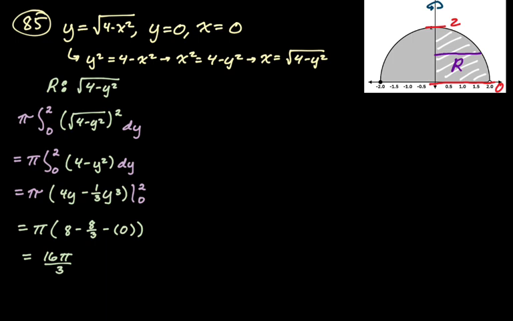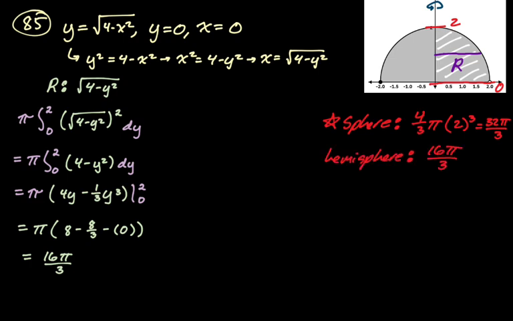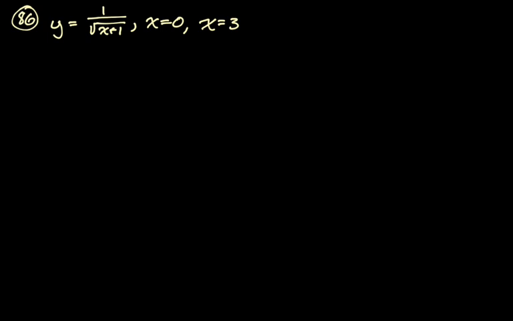All right, next problem. I should point out, this is just going to give you half of a sphere. So the volume of a sphere is 4/3 pi r cubed. So it would have been this, and then we just get half of it. So you can check that one geometrically. Always a good idea.